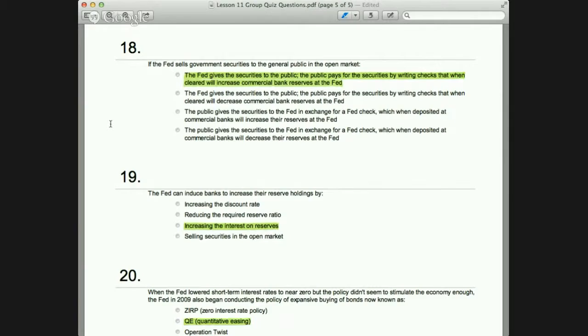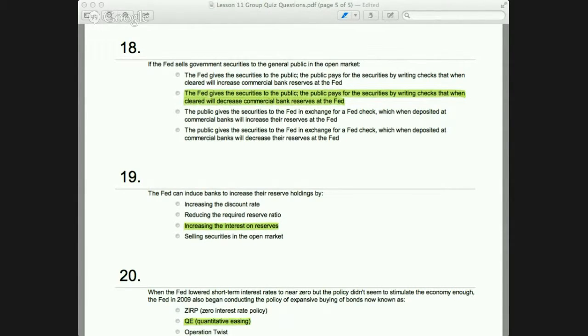Actually, the Fed gives the securities to the public, and the public pays for them. Now, when the checks clear, they would actually decrease the bank reserves. That's what I was thinking because. Yeah. Nice catch there, Rick.